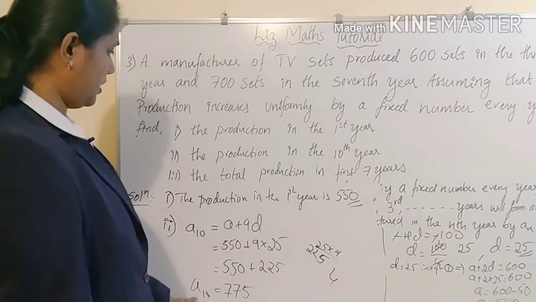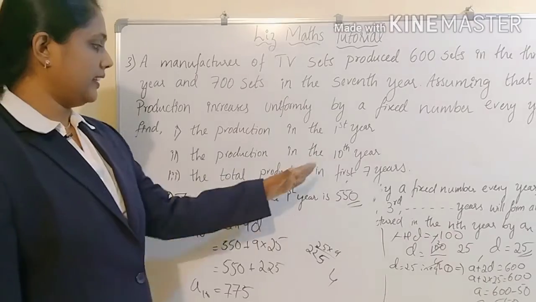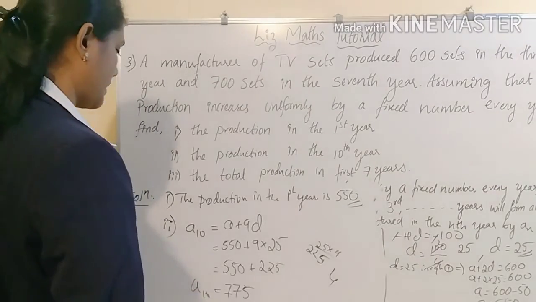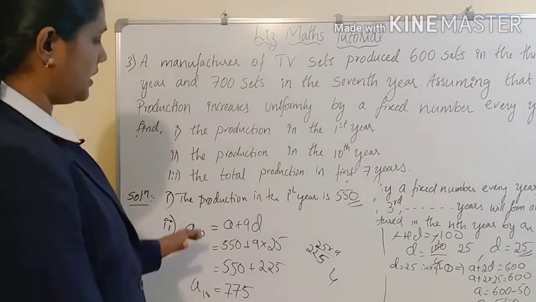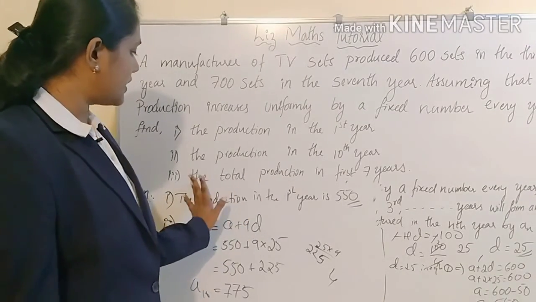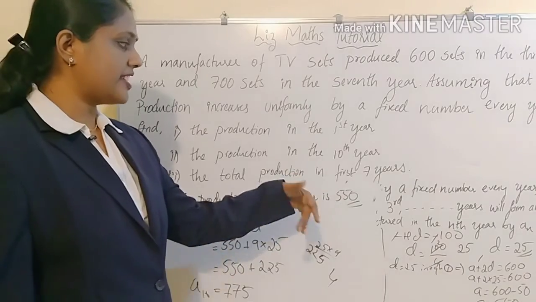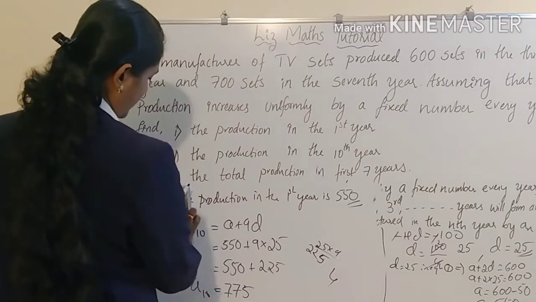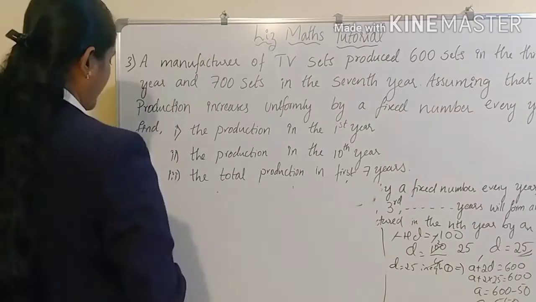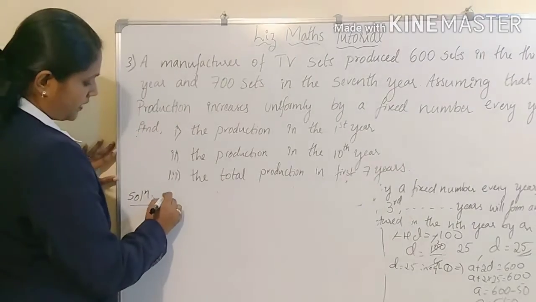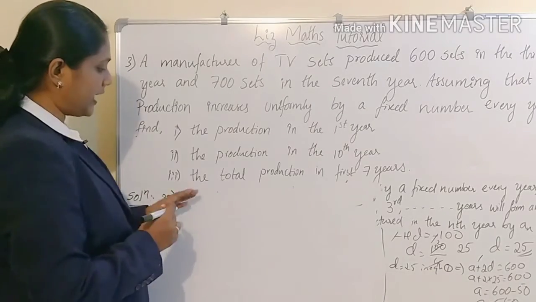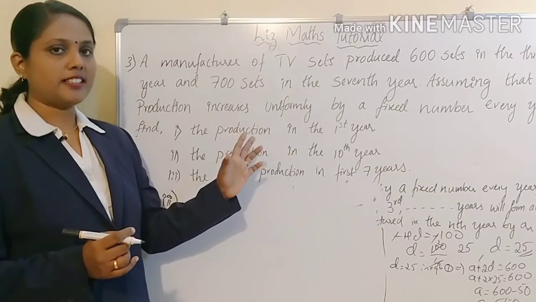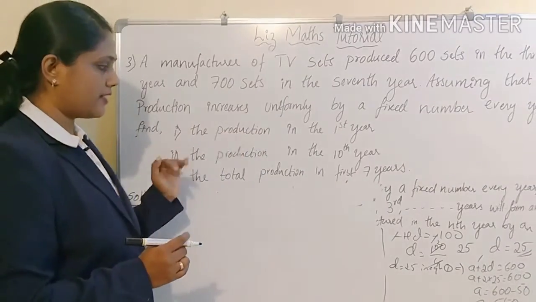So here you get the 10th year. A10 is equal to 775. I hope you understood. Move on to the last one here. The total production in the first 7 years you have to find out. So move on to the third one. They ask the total production in the first 7 years. N is equal to 7, they have given for 7 years.